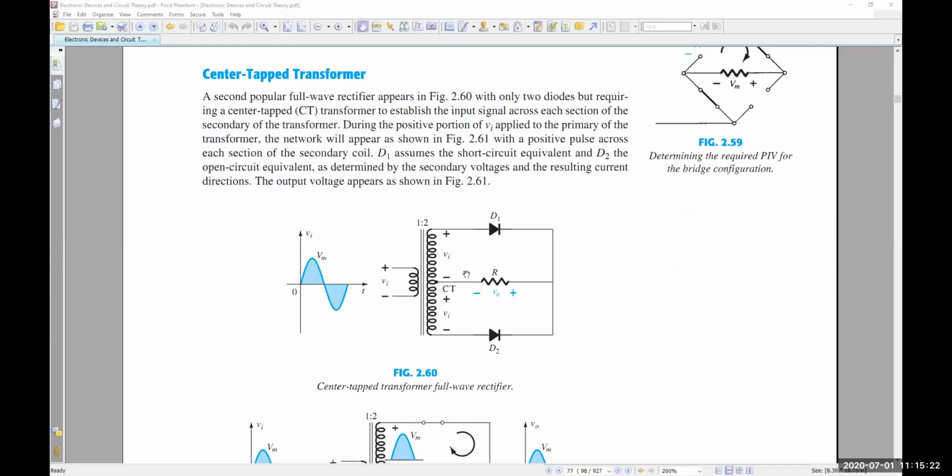Now, if you use a center tap transformer, you can make a full wave rectifier from it. How to do that? See, let's say it is a double voltage. That means whatever voltage you are giving here, it will be double, right? So you will use a diode here, a diode here, and a resistor here. So how does this work?